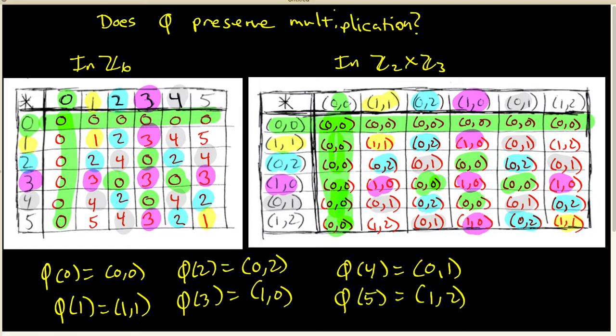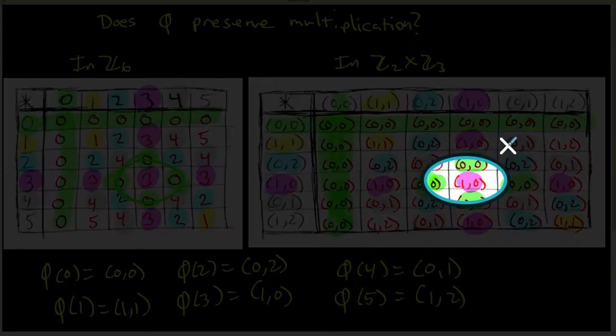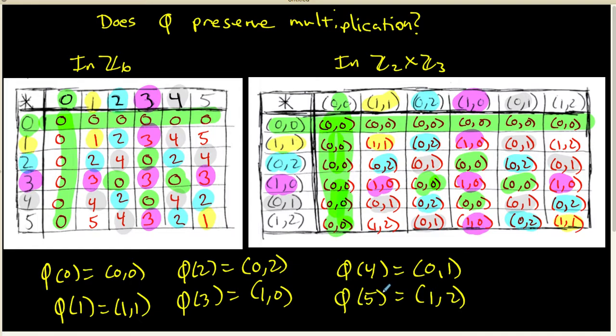Now hopefully you did that, because what I want you to notice is that the colors on the two tables, the locations of the Z6 elements and the corresponding Z2 cross Z3 elements are in the same places. What I mean by that is that the zeros form this cross in both tables, but they also have these 4 elements in a circle. So they wind up being exactly the same in both tables.